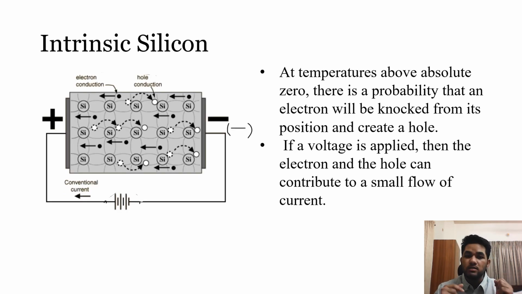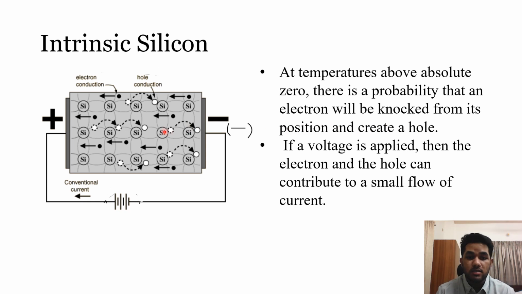Here we can see one example, intrinsic silicon. Silicon is one semiconductor that we will be studying. In intrinsic silicon, which means the normal silicon, at temperatures above absolute zero, there is a finite probability that an electron will be knocked from its position in the lattice and create a hole.